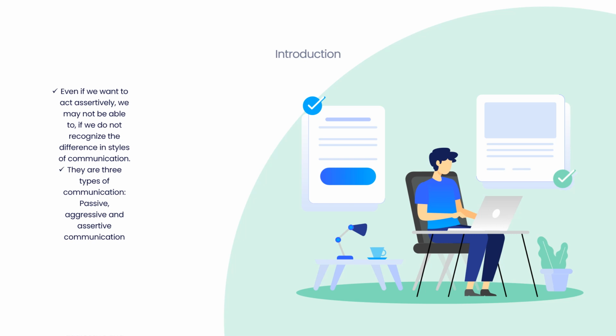There are three types of communication: passive, aggressive, and assertive communication. So we are going to see these three different types so that we understand how we can communicate with our followers.